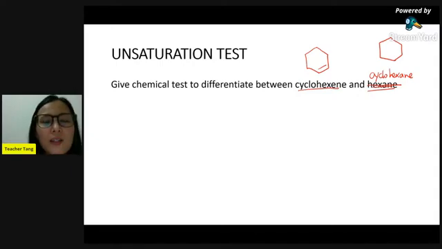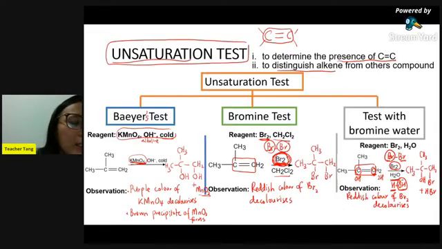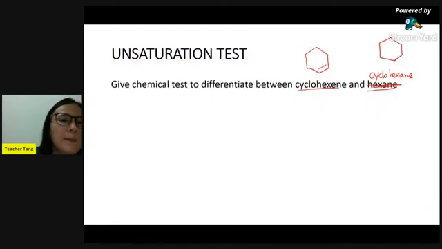If they ask you to give a chemical test, what do we need? First, we need to give the name for the chemical test. Among these 3, we can choose one. For example, choose Baeyer's test. To answer this question, first we write the name of the chemical test, Baeyer's test. Here is 1 mark.